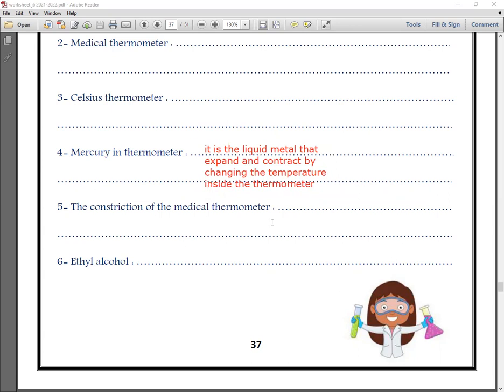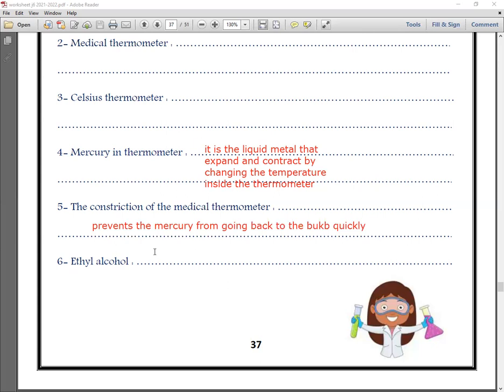Number 5, the constriction of the medical thermometer. What is the function of the constriction? It prevents the mercury from going back to the bulb quickly.